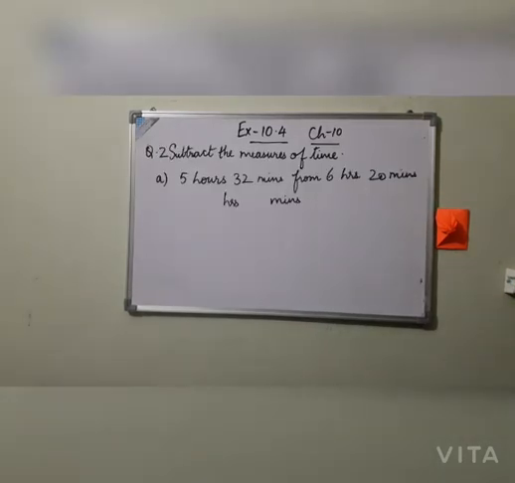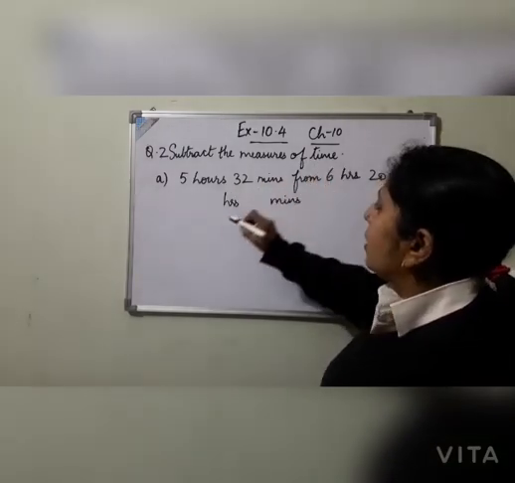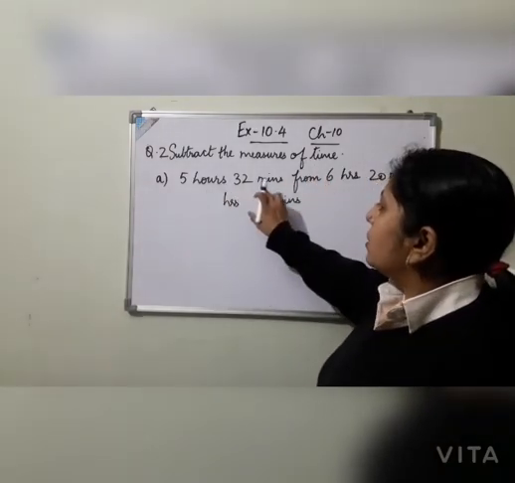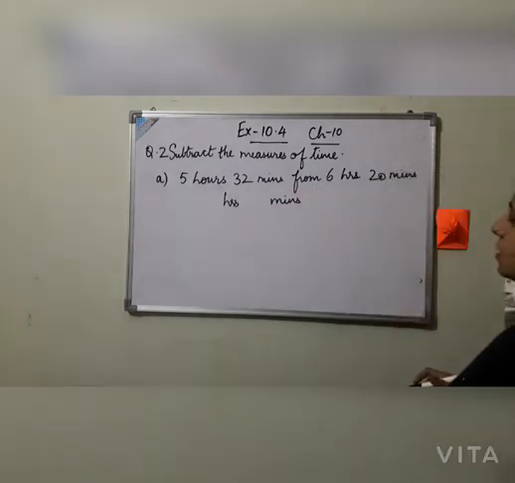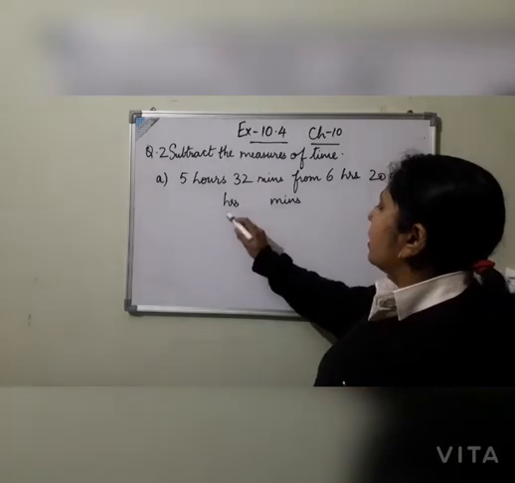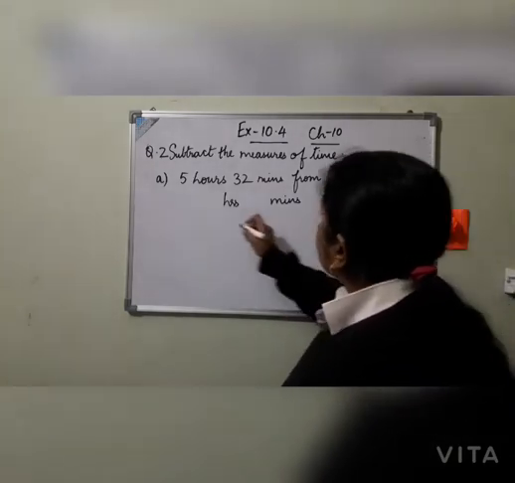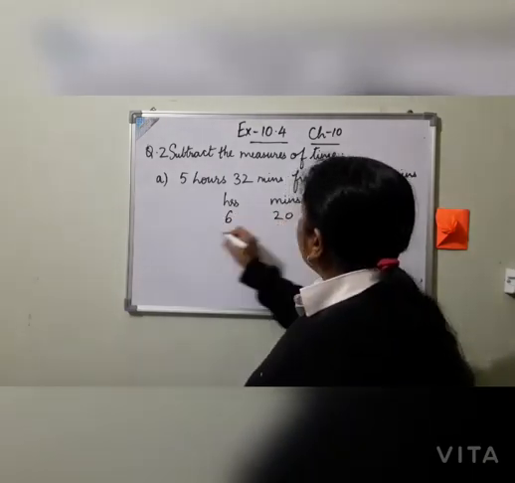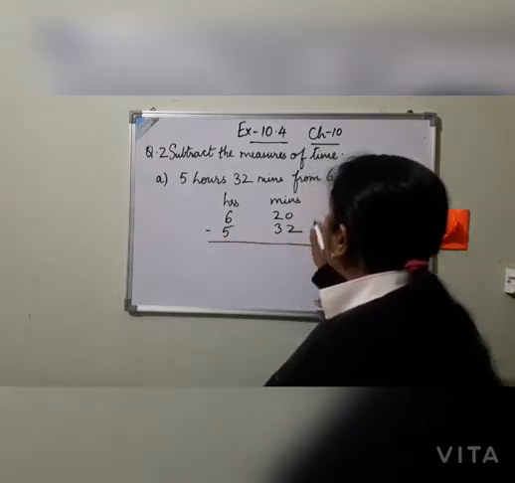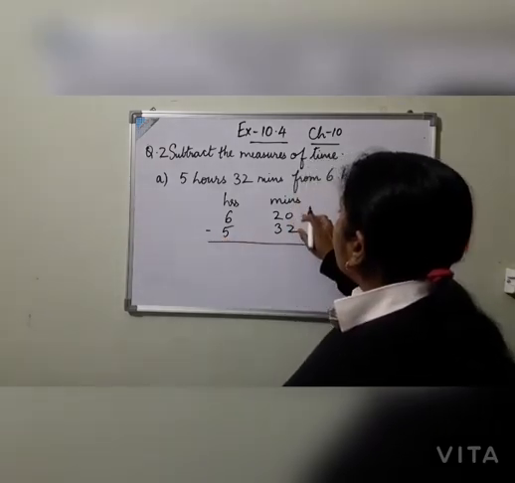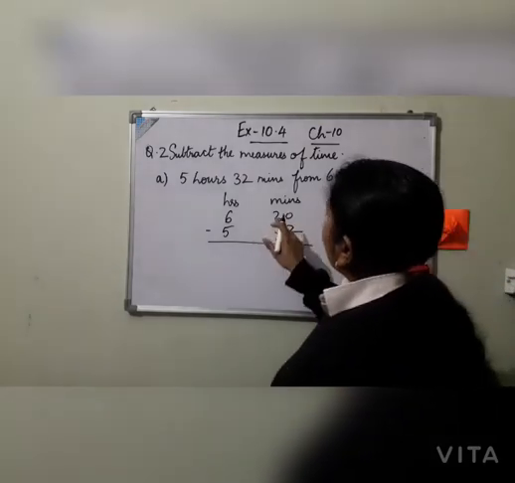So students, the second question here is to subtract the measures of time. Now A part says 5 hours 32 minutes is to be subtracted from 6 hours 20 minutes. Here again we will write the hours and minutes in different columns. 6 hours 20 minutes first we will write, then we will write 5 hours 32 minutes. Now students, we cannot deduct 32 minutes from 20 minutes. So we have to borrow.